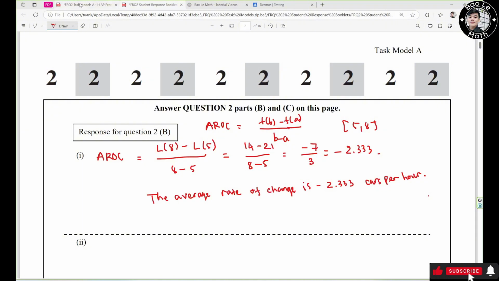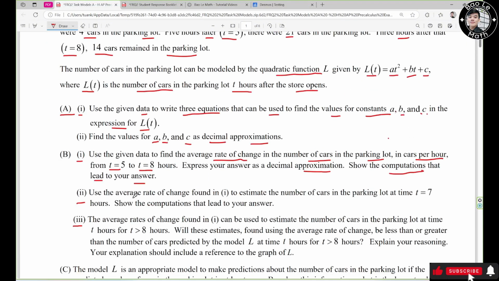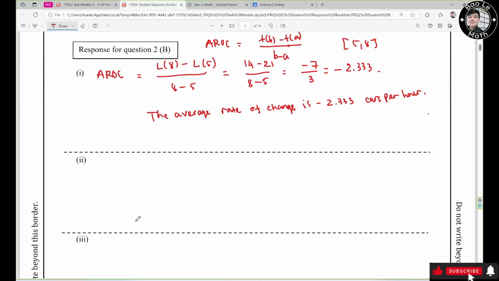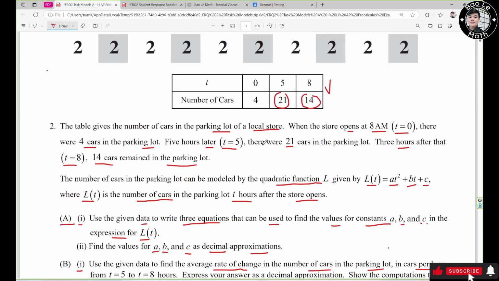Alright, let's move on to B2I. Use the average rate of change found in part I to estimate the number of cars in the parking lot at time t equals 7. Alright, so you would have to use the point-slope form formula that you learned in Algebra 1. Remember that y minus y1 equals m times s minus s1. Now you need to write a new equation. So for y1 and s1 right here, you can pick any point. So I'm going to pick this point right here. This is my s1 and this is my y1.